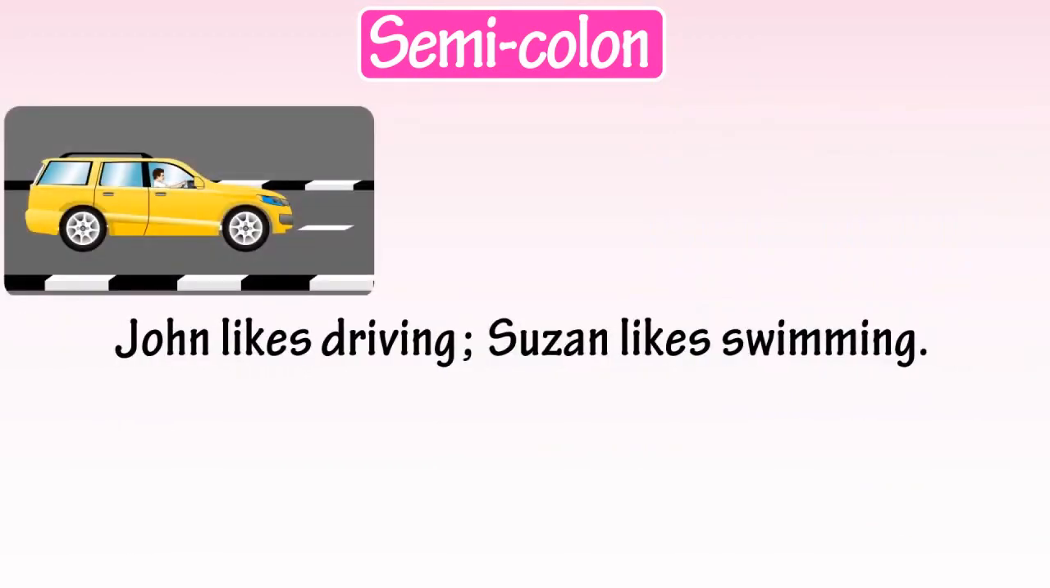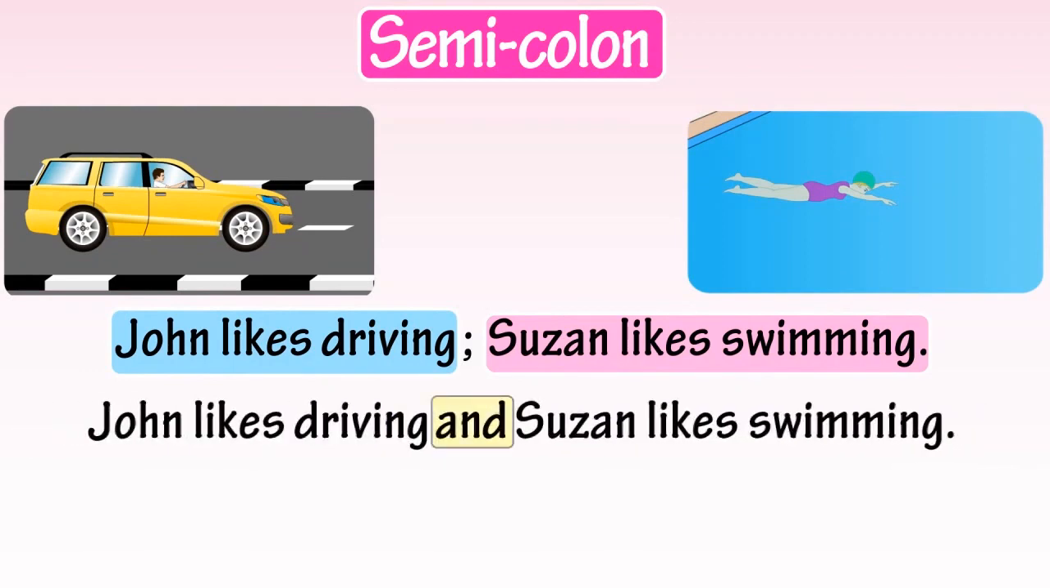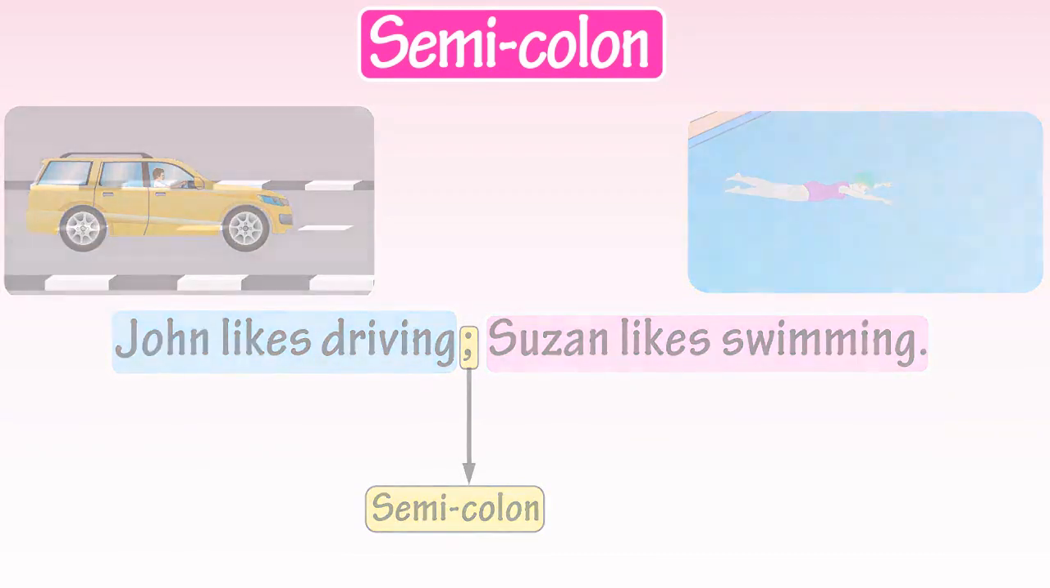John likes driving; Susan likes swimming. Here again, we have two clauses in this sentence without any coordinating conjunction between them. Instead, we have used a semicolon. So whenever you have a semicolon, you can always replace it with a coordinating conjunction. Now let's learn another use of semicolon.